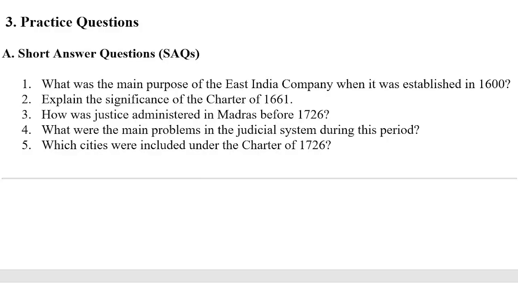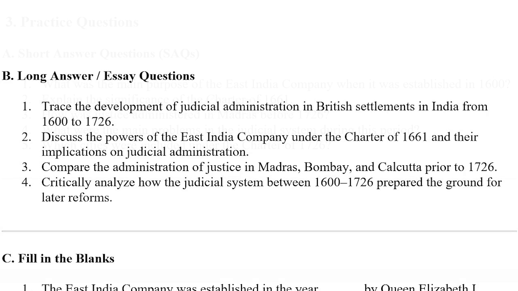Now let us look at longer answers for essay questions. Trace the development of judicial administration in British settlements in India from 1600 to 1720. So let us try to answer this from memory. Initially the East India Company was established for trading and not for administering justice.